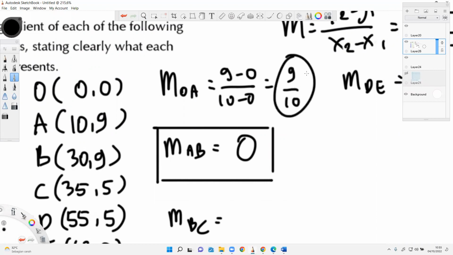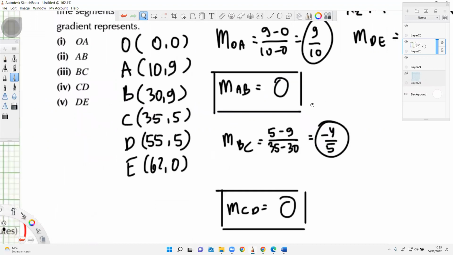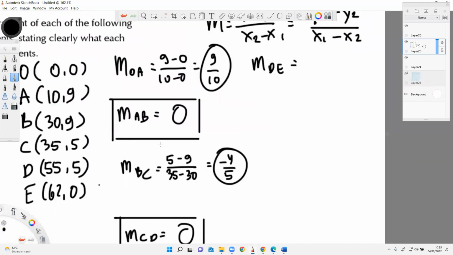But I prefer to use fractions rather than decimals. BC: 5 minus 9. On his way back home, it has to be negative, over 35 minus 30. Get it, guys? See, negative. And DE: 0 minus 5 over 62 minus 55. Negative 5 over 7. Done.